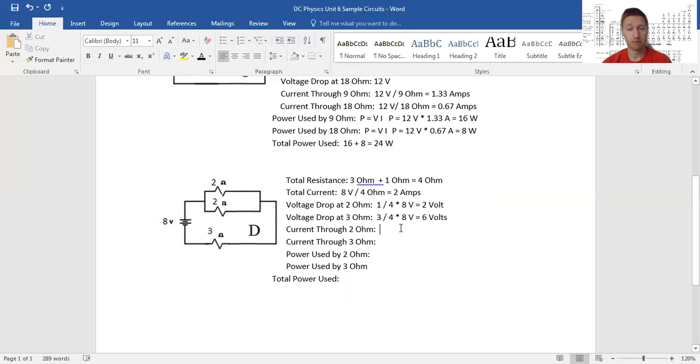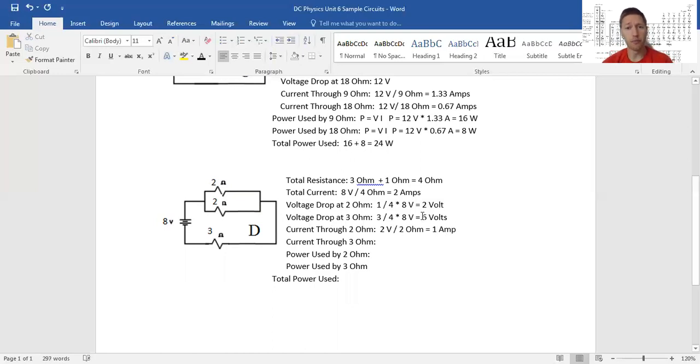Now, to find the current through the 2 ohm resistor, we use the voltage drop actually across the 2 ohm resistor. So we have 2 volts of motivation, not the whole 8 volts, just 2 volts for the top, 2 volts for the bottom. So if we have 2 volts and 2 ohms, 2 volts divided by 2 ohms equals 1 amp.